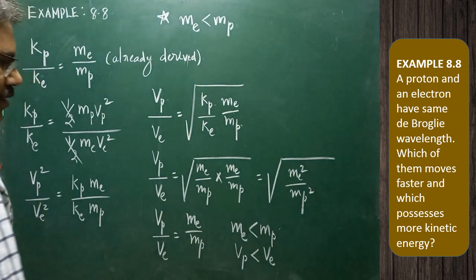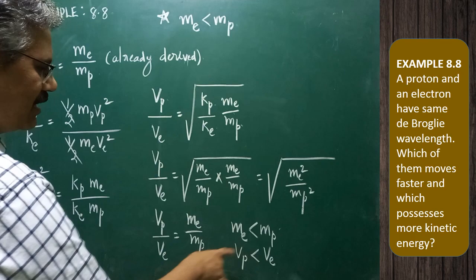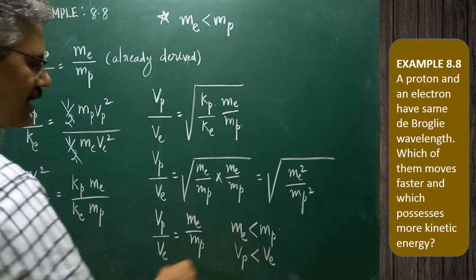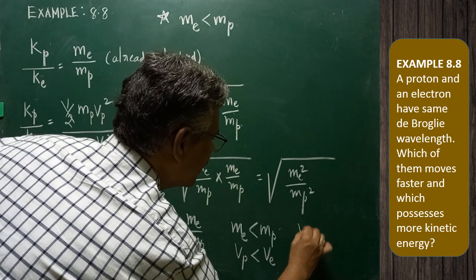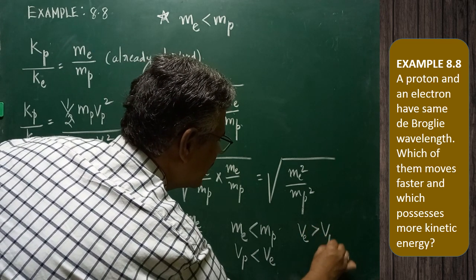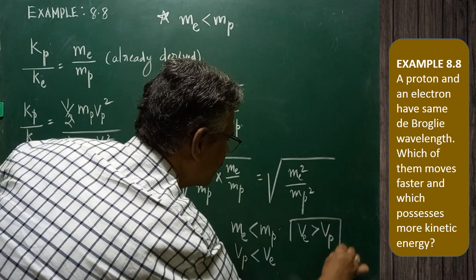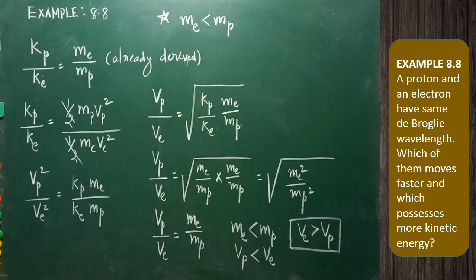But what is asked in the problem? Whose velocity is greater? From the expression we can easily say that the velocity of the electron is greater than the velocity of the proton. So we can write in other form also: velocity of electron is greater than velocity of proton. This is the final conclusion that should be arrived at. Are you clear? Very simple problem, may be asked in 3 marks.